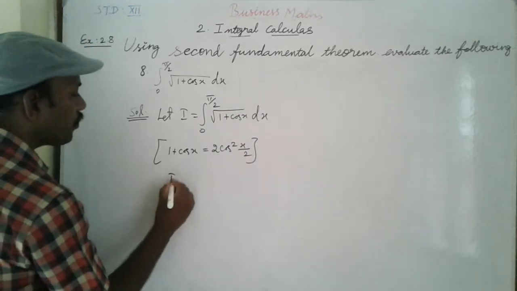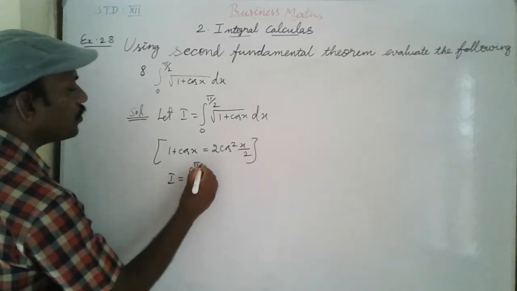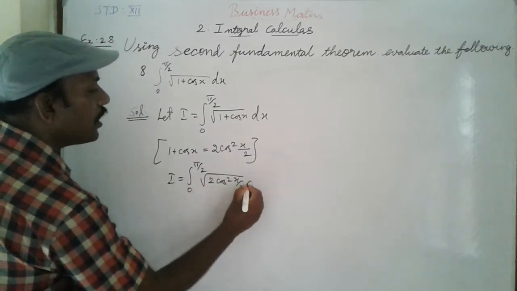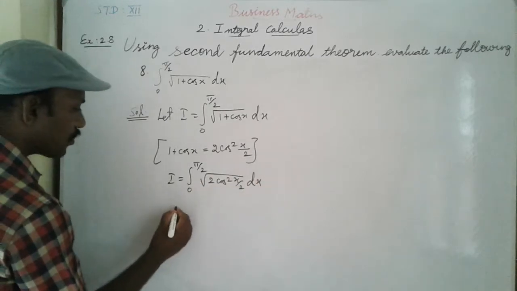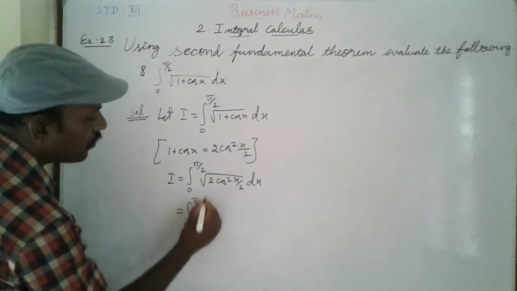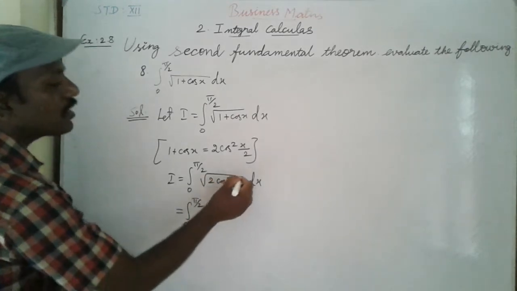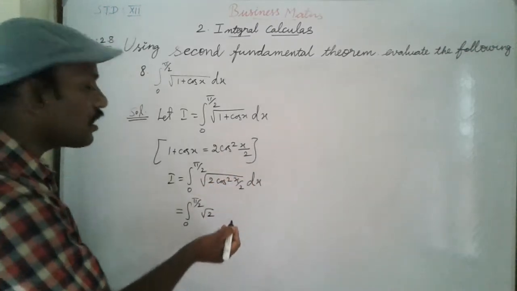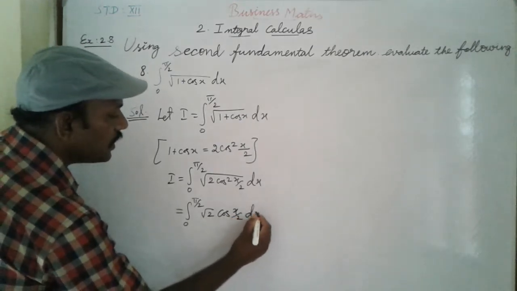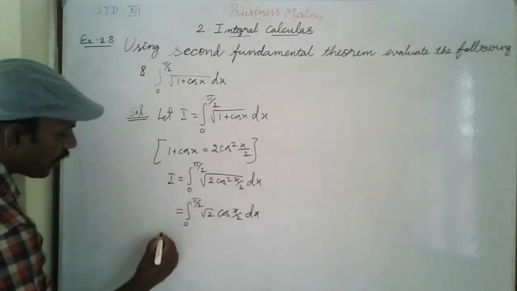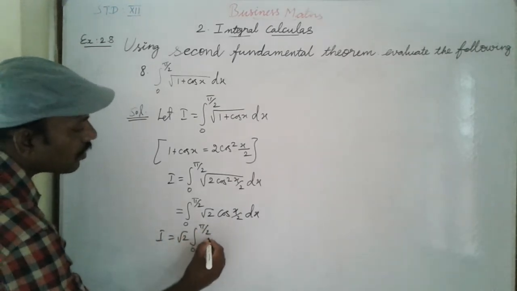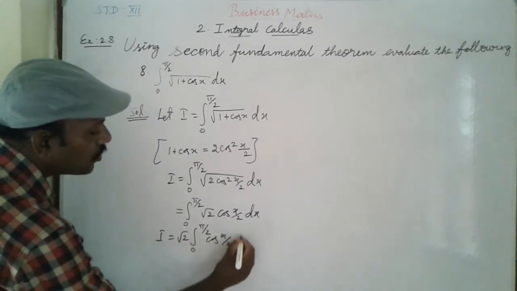I equal to integral 0 to pi by 2 root of 2 cos square x by 2 into dx. So take the square root here. Integral 0 to pi by 2, root 2, cos square x by 2: square and square root cancel, cos x by 2 into dx. Constant take out. I equal to root 2 integral 0 to pi by 2 cos x by 2 into dx.